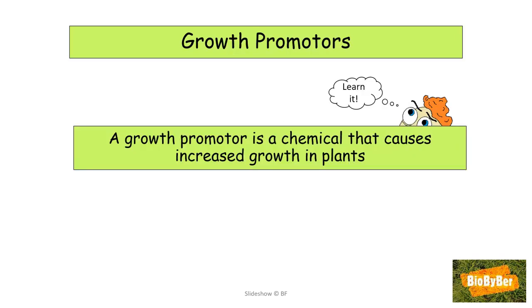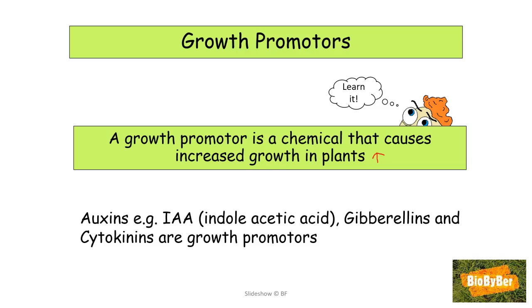Now, what is the definition of growth promoter? Again, this definition is an objective of our lesson and we have to make sure that we know it off by heart. A growth promoter is a chemical that causes increased growth in plants. It causes cell elongation. Examples of growth promoters are auxins. Auxins are a collection of growth promoters. IAA is an example of an auxin.